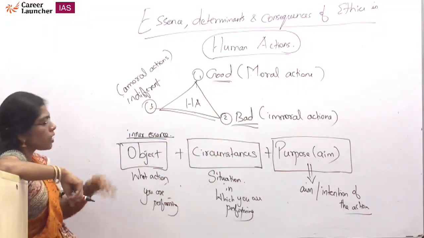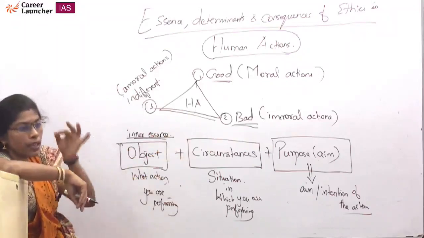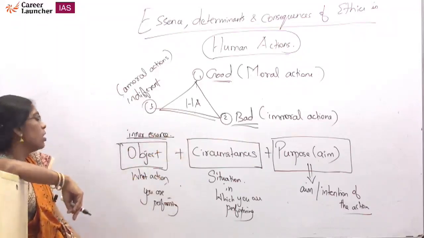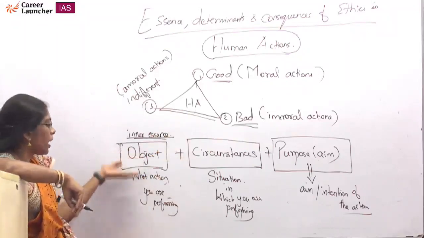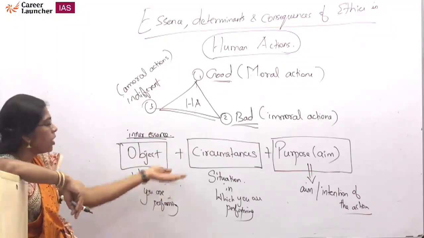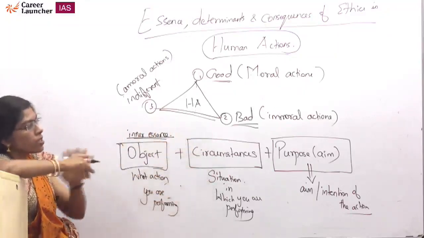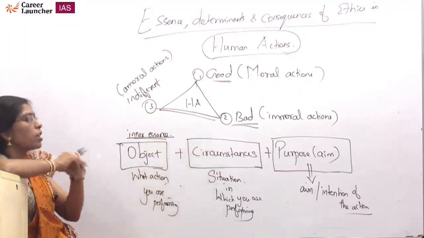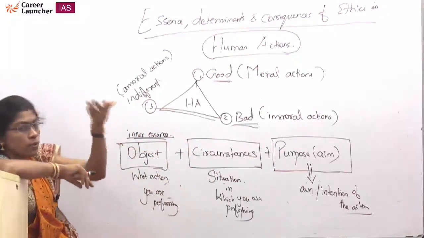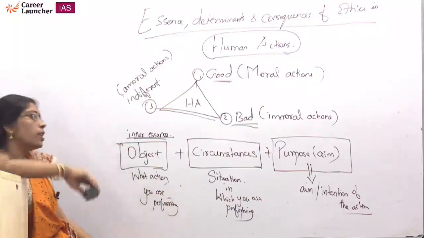So, these are the three things which you have to keep in mind when you are going to evaluate an action based on moral principles. You have to evaluate what the action really is, which type of action was performed, what are the circumstances in which that action was performed, and what is the purpose, what is the real intention of the action. Even though they might have done this action, for what purpose have they done that? Three things have to be kept in mind. Have you done this?